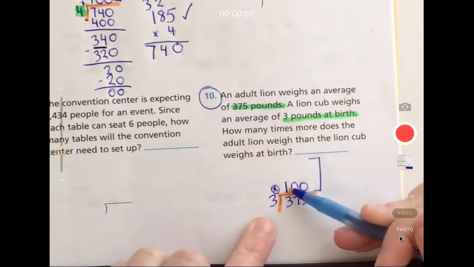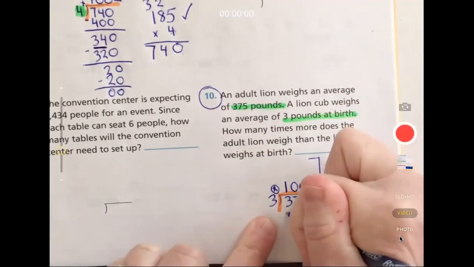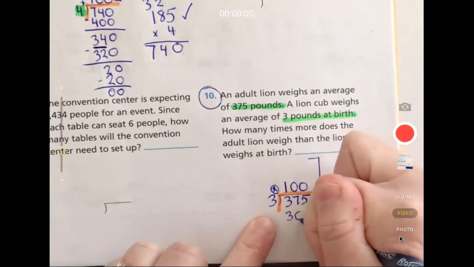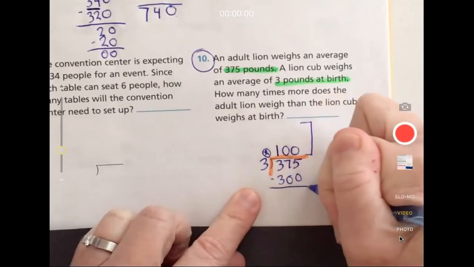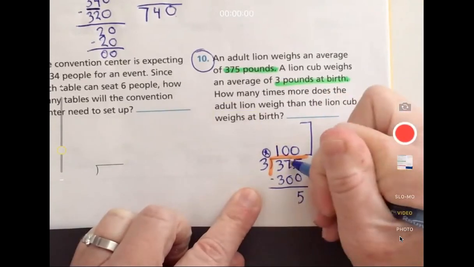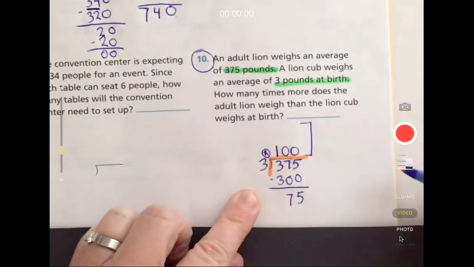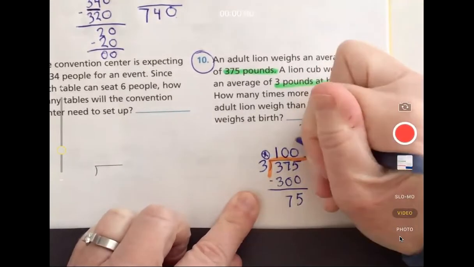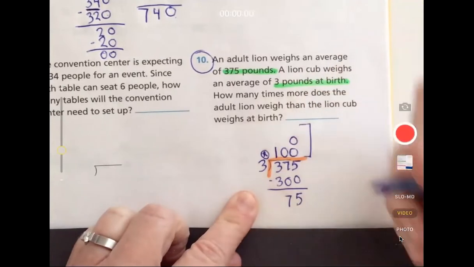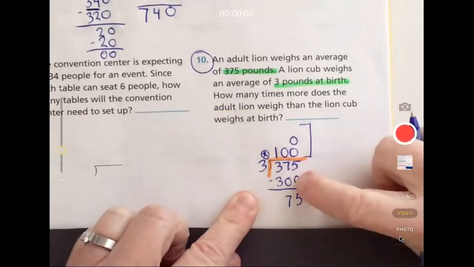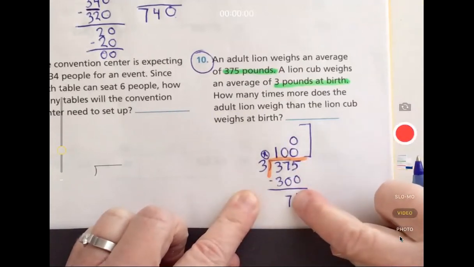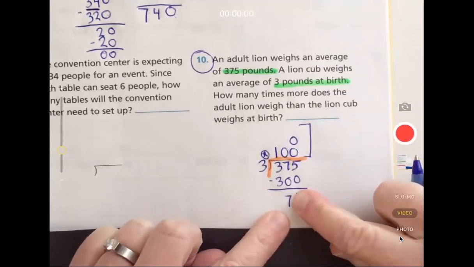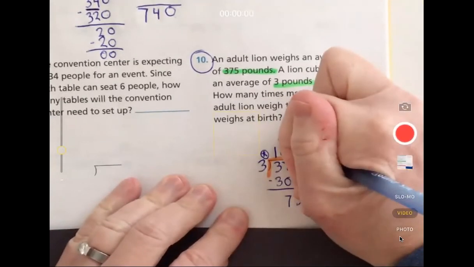Okay, so now we go backwards. 1 times 3 is 3, and we're talking about hundreds, so we put our 2 zeros down. Let's subtract and see what we have left. 5 and 7. Okay, we're moving to the tens place. So I can already put 1 0 to represent the tens. Now I'm thinking in my head, 3 times what gets me really close to 7 without going over it? I hope you said 2.